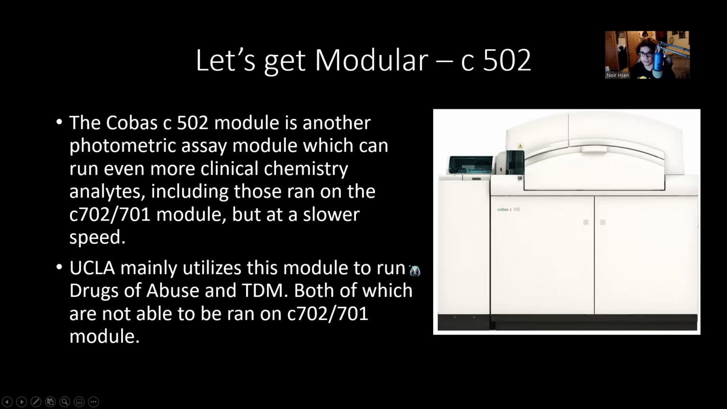Okay. So this is the 502. The 502 can run every single thing that the 702 and 701 do, but it's slower at running them. But the upside of the 502 is that it can run even more analytes than the 701 and 702 can. An example is that UCLA uses the 502 module for drugs of abuse and TDM, therapeutic drug monitoring, because the 701 and 702 can't do that.